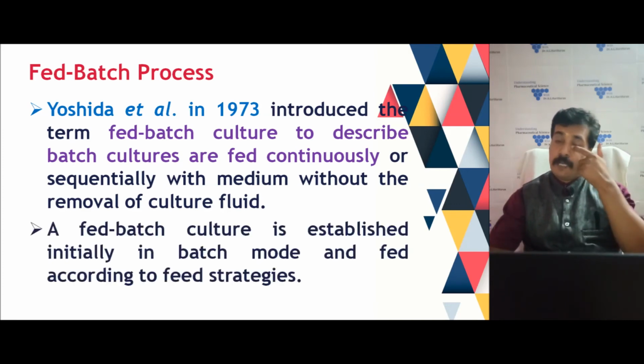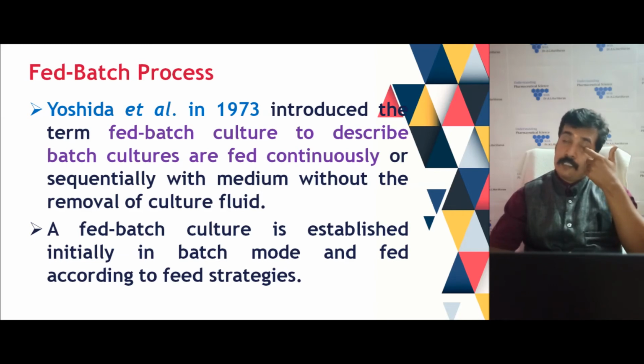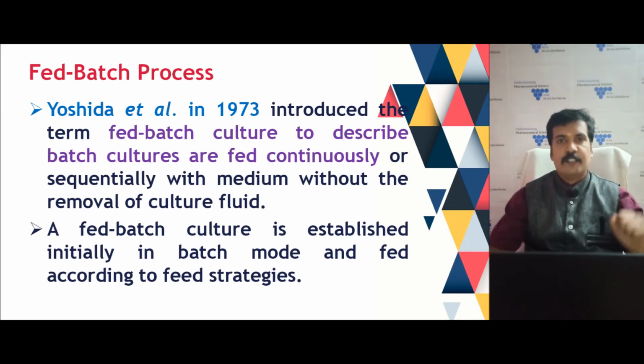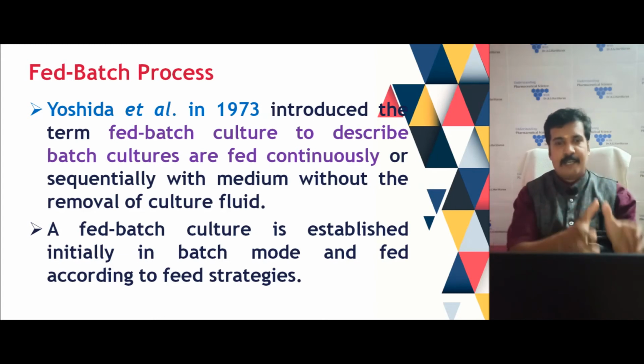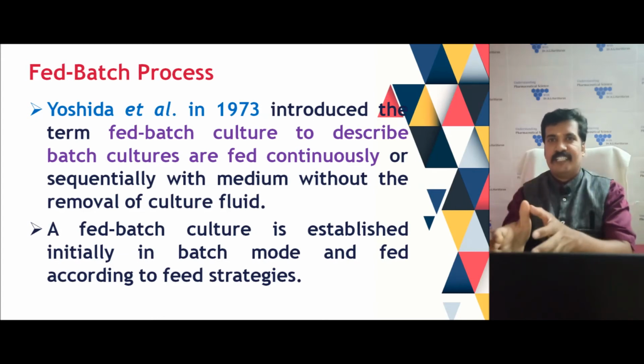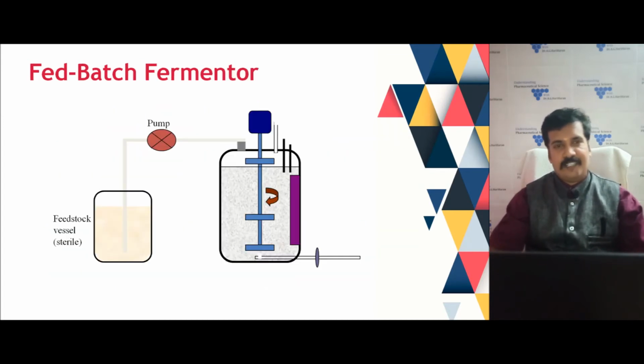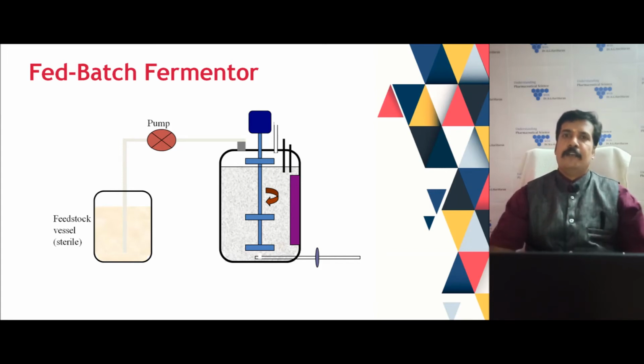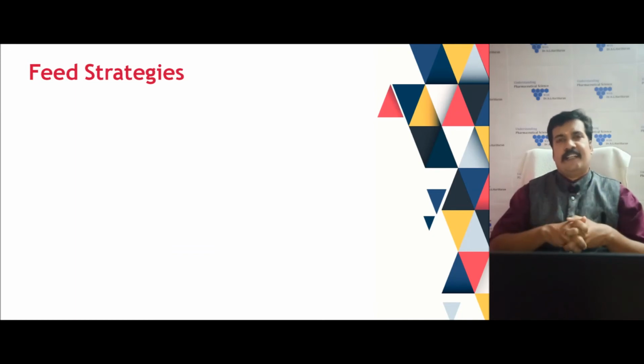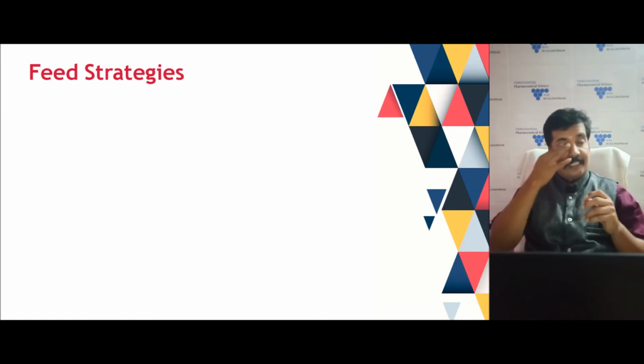The fed batch process is similar to a batch process. Initially the batch mode is established. Then, based on the feeding strategies, the nutrients are fed. As you can see from the picture, the batch process is initially established, then the feeding is done from a feeder vessel with the help of a pump, which may be a peristaltic or a piston pump. If you see the feeding strategies, we can divide them into 4 ways.